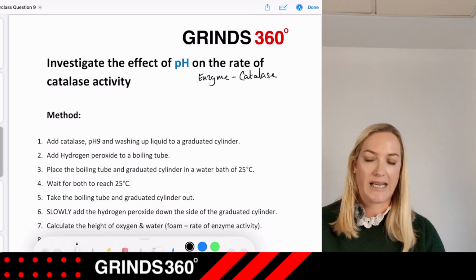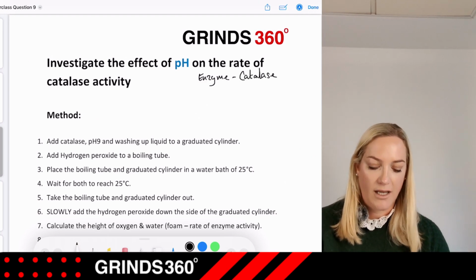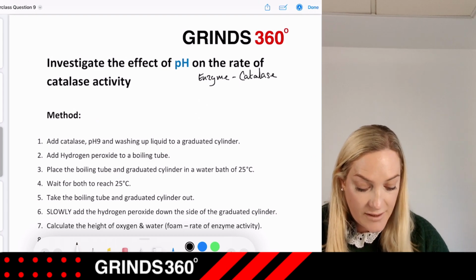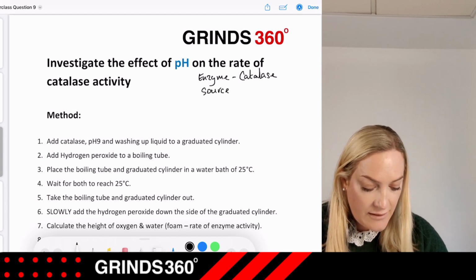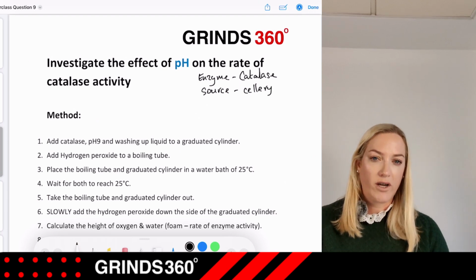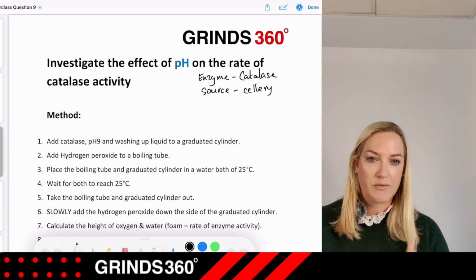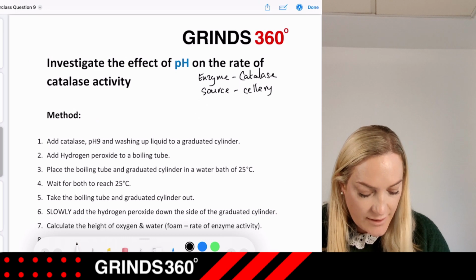What's your source of your enzyme? Where did catalase come from? So I'm going to write here the source. It's celery. For your enzyme experiments, what is your substrate? Your substrate is hydrogen peroxide.